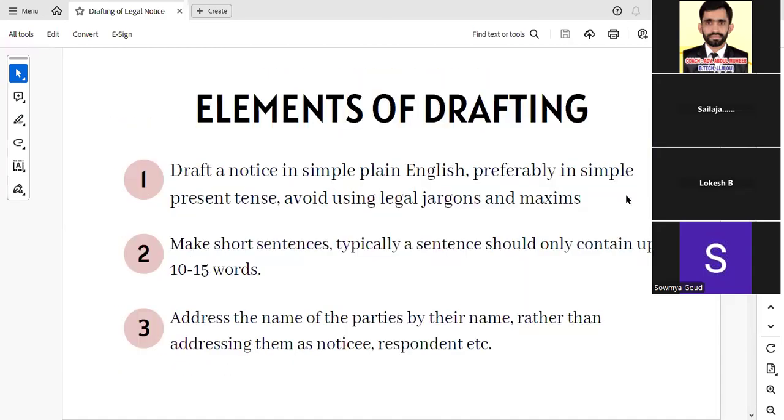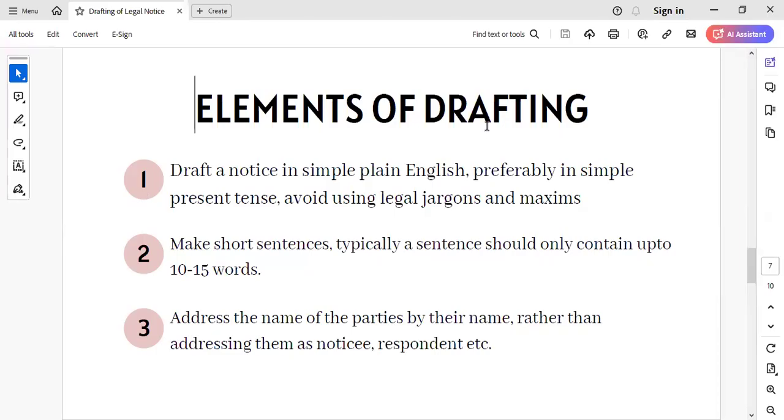Next. Now, elements of drafting. Draft a notice in simple, plain English. When you are drafting, you should not use high language or high words. You should be very simple and plain. Present tense. Avoid using legal jargon and maxims. Do not show your legal aptitude or legal vocabulary in a notice. You should exhibit it in a court. But when you are writing, it should be very clear. Understood?